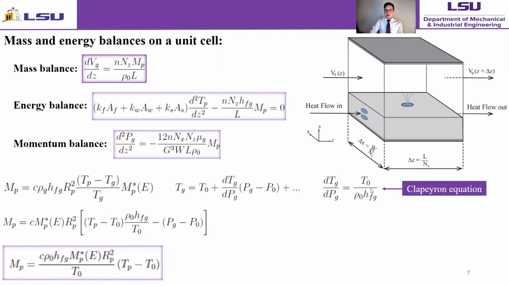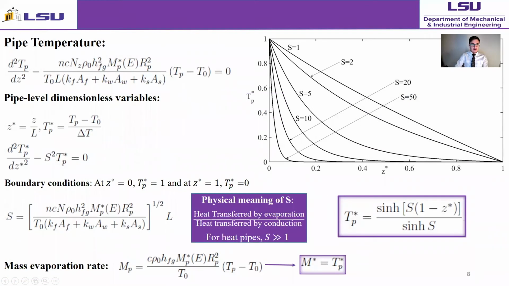Using the Clapeyron equation, this time at the equilibrium temperature, we can write the mass evaporation rate as a function of Tp and Pg. The first term inside the bracket is much larger than the second term, so the vapor pressure can be dropped from the mass evaporation rate equation, and we get the mass evaporation as a function of pipe temperature only. Now we are ready to solve for the pipe temperature.